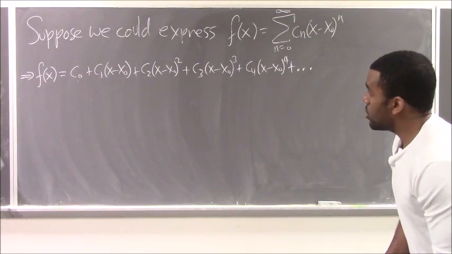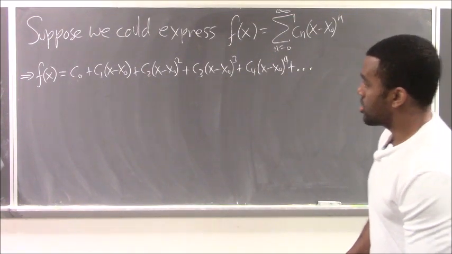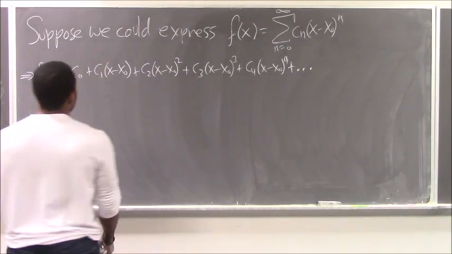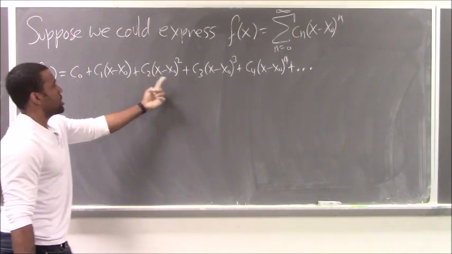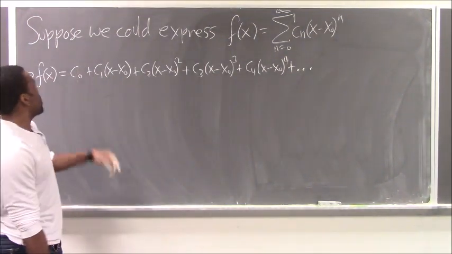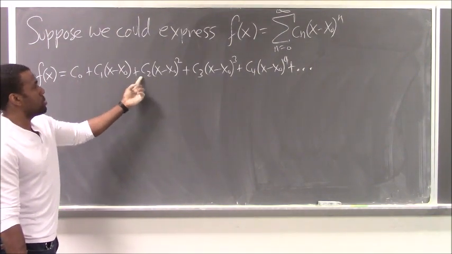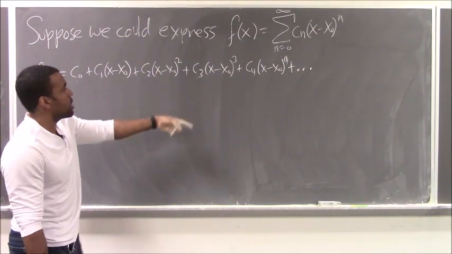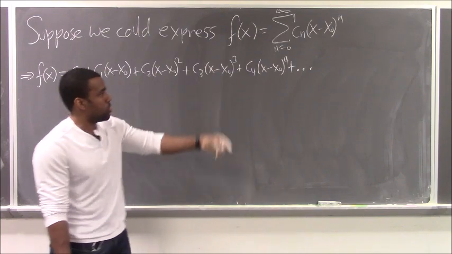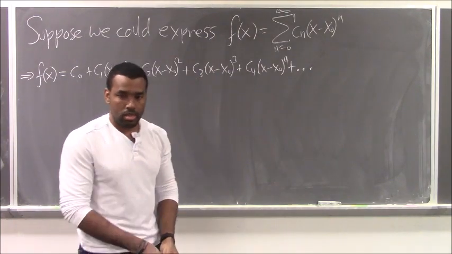Well, plugging in x equals 0 is not as great as it would seem. Because if I plug in 0 here, 0 here, 0 here, 0 here, I would have c0 plus c1 times minus x naught plus c2 times minus x naught squared plus c3 times minus x naught cubed plus... I still have an infinite series. Not great.